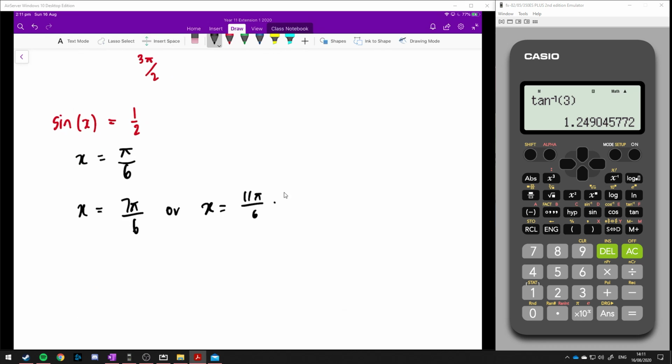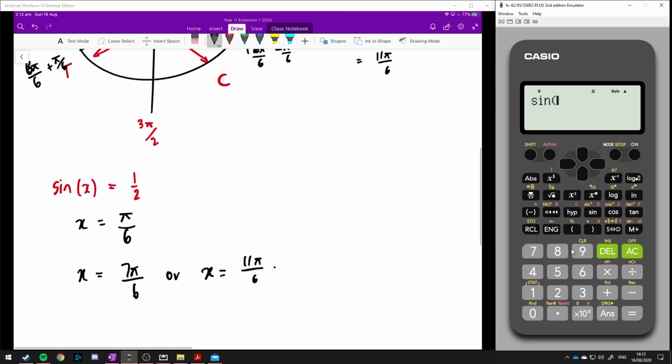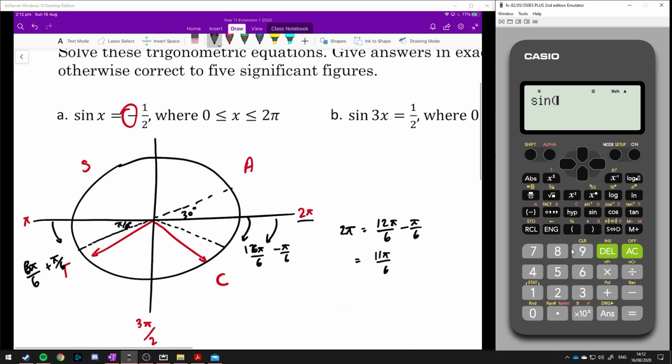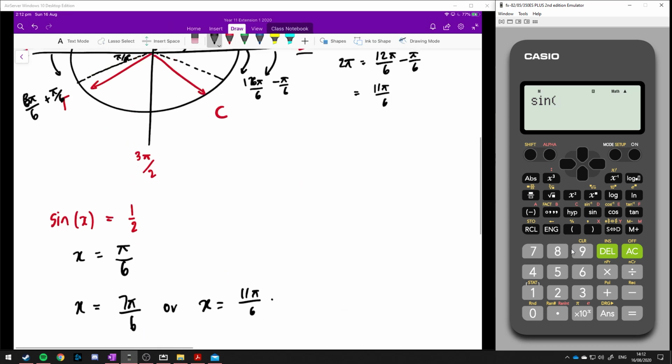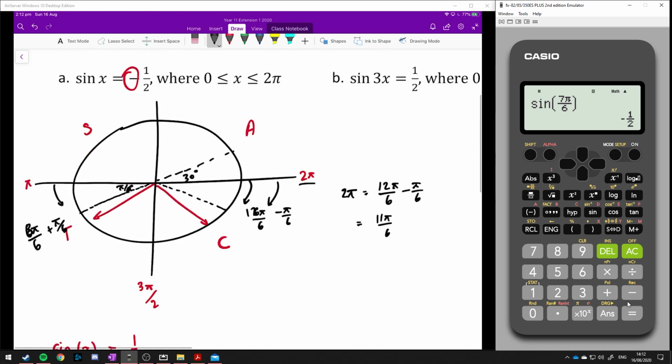So if we put that into our calculator, sine of 11 pi on 6, we should get that this is equal to negative a half, and we do. So there you go, it's just sort of like reverse engineering. If we put the other one in as well, 7 pi on 6, we also get negative half, so there are the two values there. Okay, so that's part A.